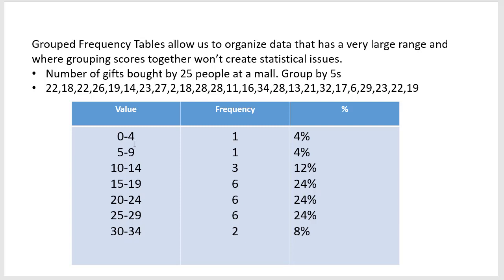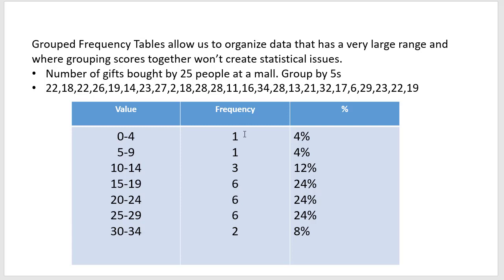So we are going to list people into the category that they fall into. But keep in mind, this is not categorical in the same way that nominal is. What we're doing is creating distinct categories for each range of scores that we are interested in finding. So how many people get 0 to 4? Well, the answer is 1. 5 to 9 is also 1. 10 to 14 gifts is 3. 15 to 19 is 6. 20 to 24 is 6. 25 to 29 is 6. 30 to 34 is 2.